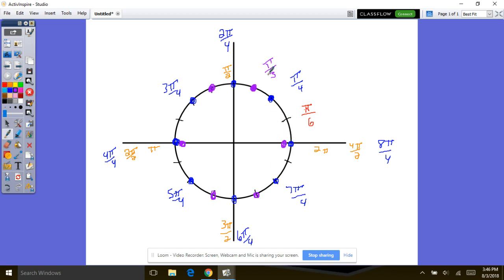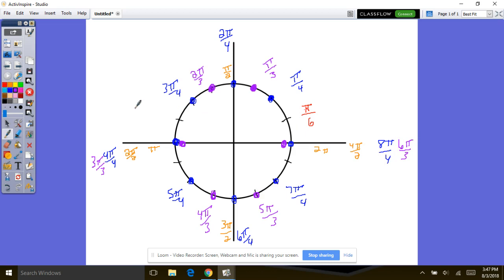All right, let's count by pi over 3's. We got 1 pi over 3. We got 2 pi over 3. Then we got 3 pi over 3, but 3 pi over 3 reduces to just pi. Then we got 4 pi over 3. Then we got 5 pi over 3. Then we got 6 pi over 3, which is just 2 pi.